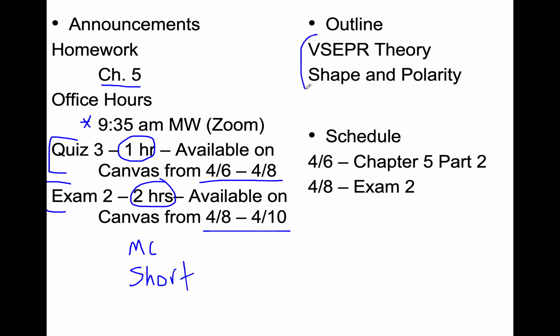Today there's 2 main topics we're talking about. There'll be some good review as well, but we're going to be looking at VSEPR theory and then how shape determines polarity. So this week, chapter 5, part 2, and exam 2, that's the schedule. And don't forget, this quiz 3 is also here on April 6th through the 8th.